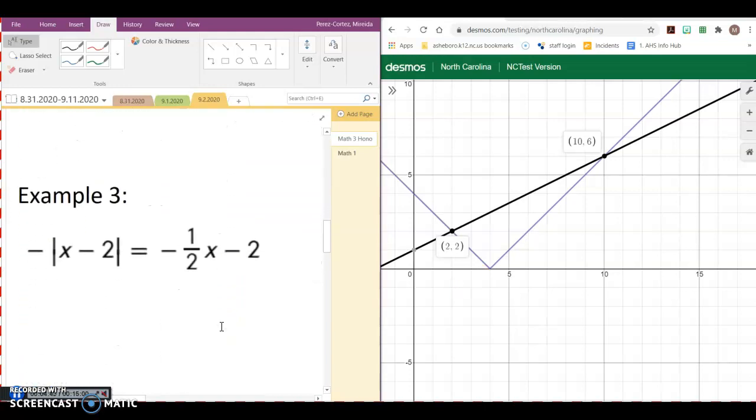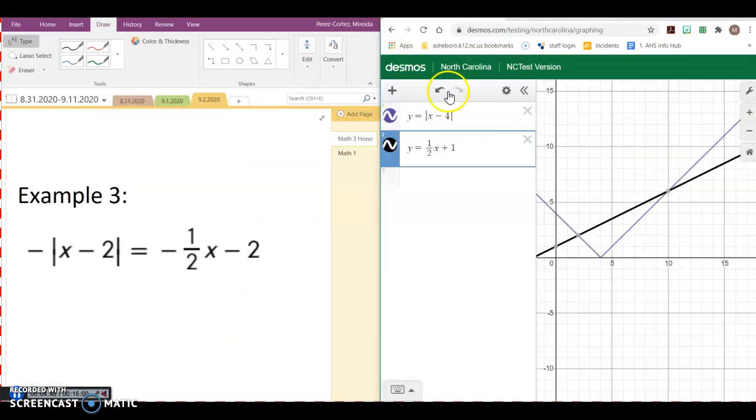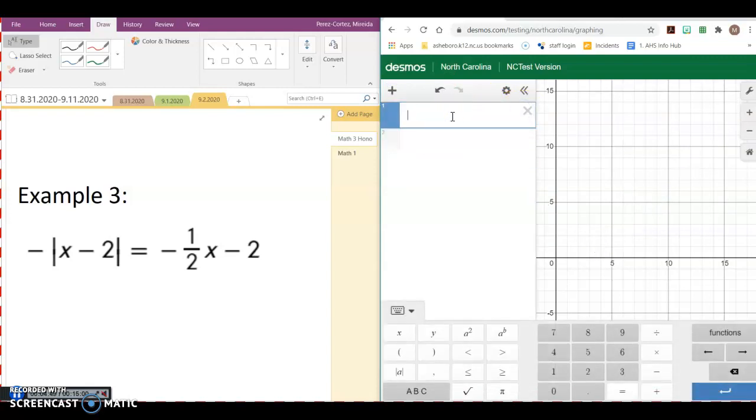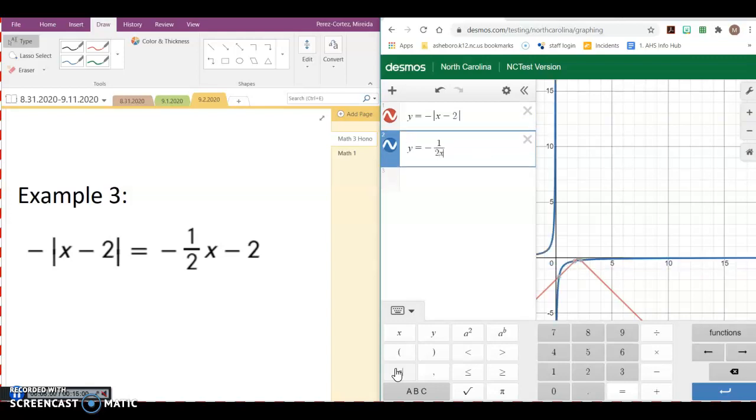So let's do example number 3. Again, I would practice this on Desmos, typing it in. So I'm going to erase this. And I'm going to put the first half in. Y equals negative absolute value x minus 2, enter. Y equals negative 1/2 x minus 2. Oops, that is not what I wanted.